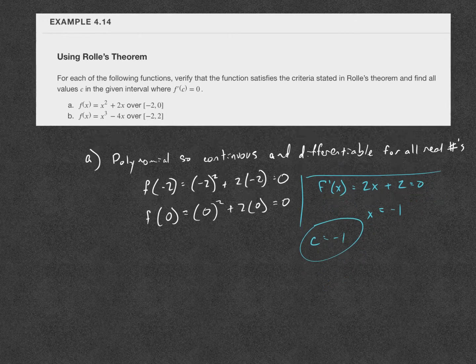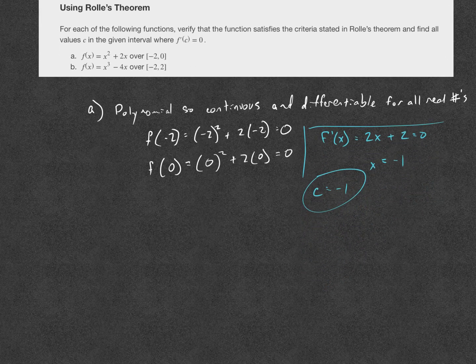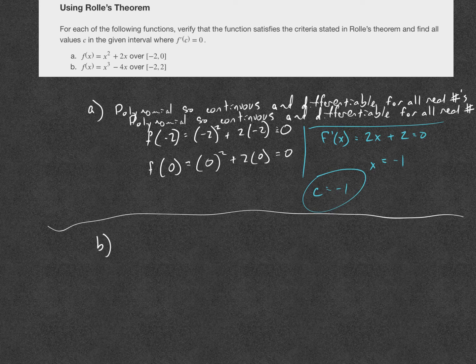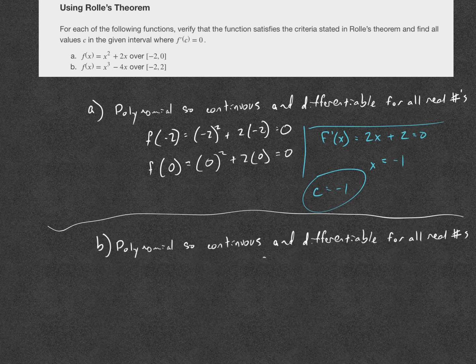And let's scroll down a little bit, and we can do B. Draw a little line separating them. Part B. Again, this is a polynomial, so I could just grab that all again. This is a polynomial, so we are continuous and differentiable for all real numbers. There it is again. All right. Again, that's important. That has to be true, or else Rolle's theorem wouldn't apply.